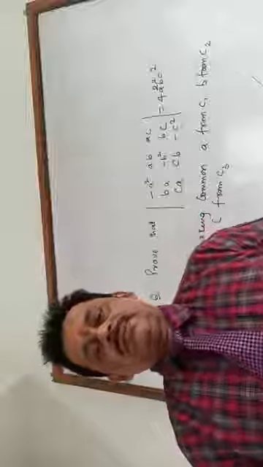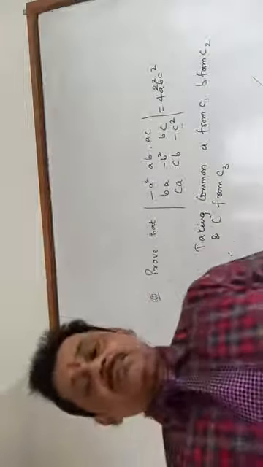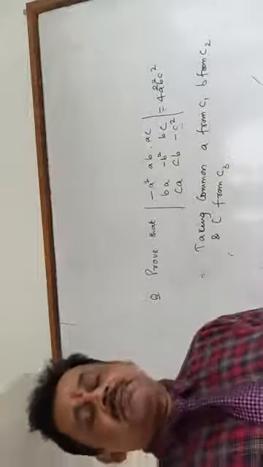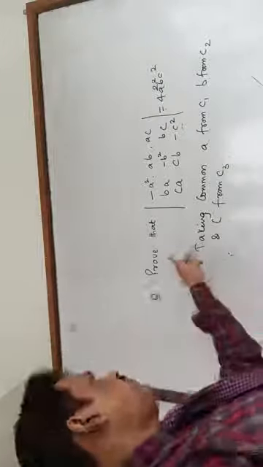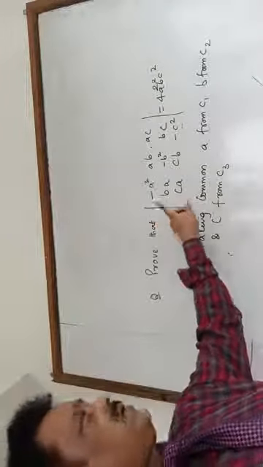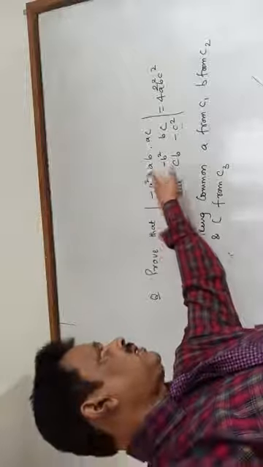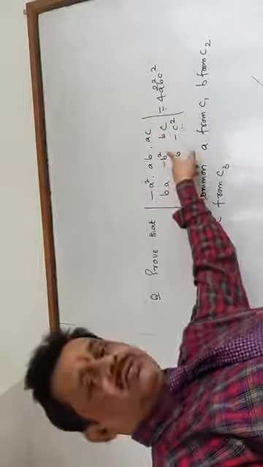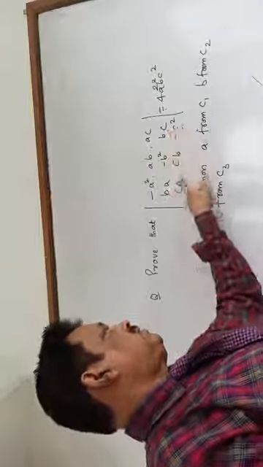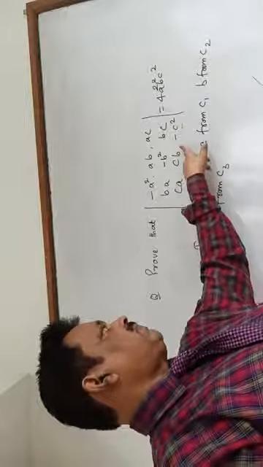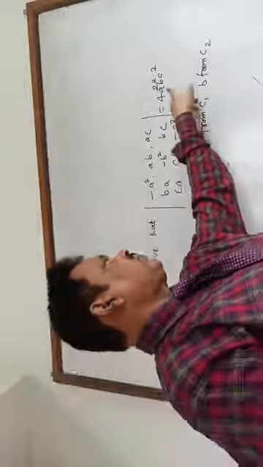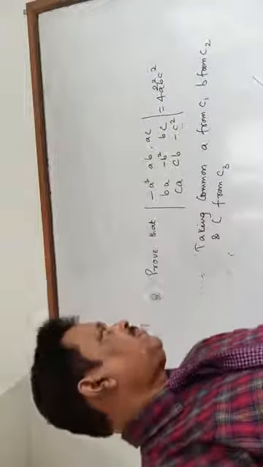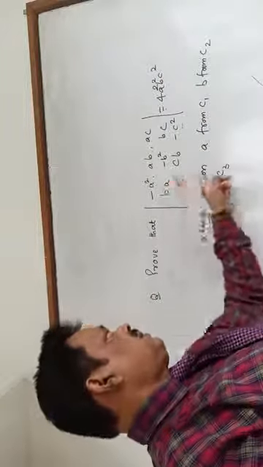Dear students, today we will continue some more questions based on the properties of determinant. I have taken a question here. Prove that the determinant with rows (minus a square, ab, ac), (ba, minus b square, bc), (ca, cb, minus c square) is 4a square b square c square. So what you can do is, look at this line.